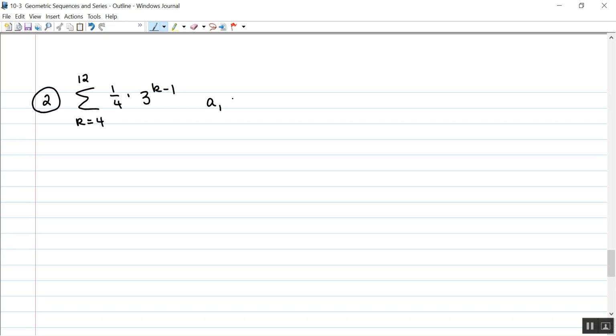So a sub 1 is going to be what I get when I plug 4 into this formula here. So a sub 1 is going to be 1/4 times 3 to the 4 minus 1 power. So what did I do? I took this stuff here in front of the sigma and I plugged in 4 for k. That's going to give me my first term. So that gives me 1/4 times 3 to the 3rd, or 1/4 times 27, which is 6.75. So that's my first term. That's going to be my a sub 1.